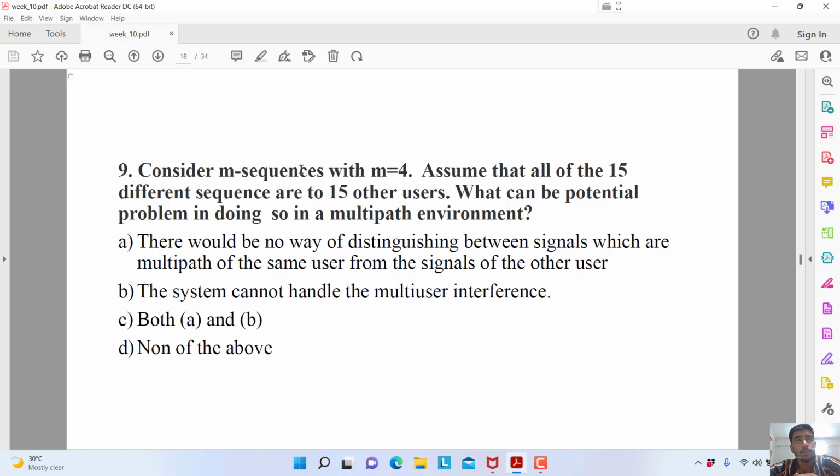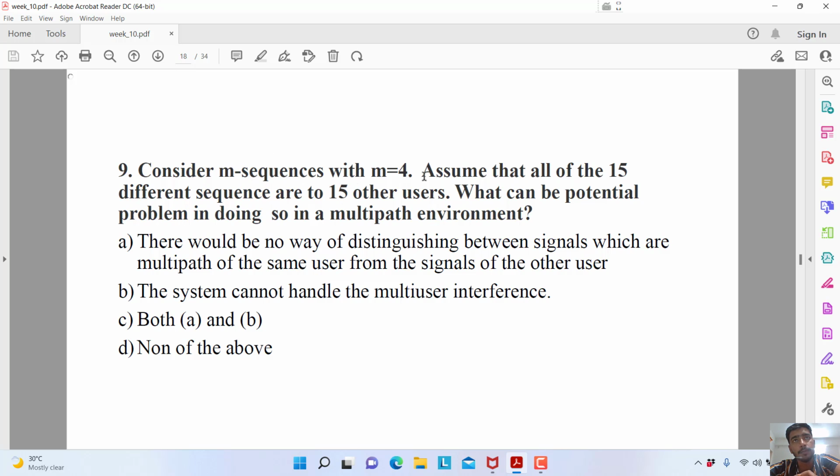Now consider M sequences with M equal to 4. Assume that all of the 15 different sequences are assigned to 15 other users. What can be a potential problem in doing so in a multipath environment? So try this.